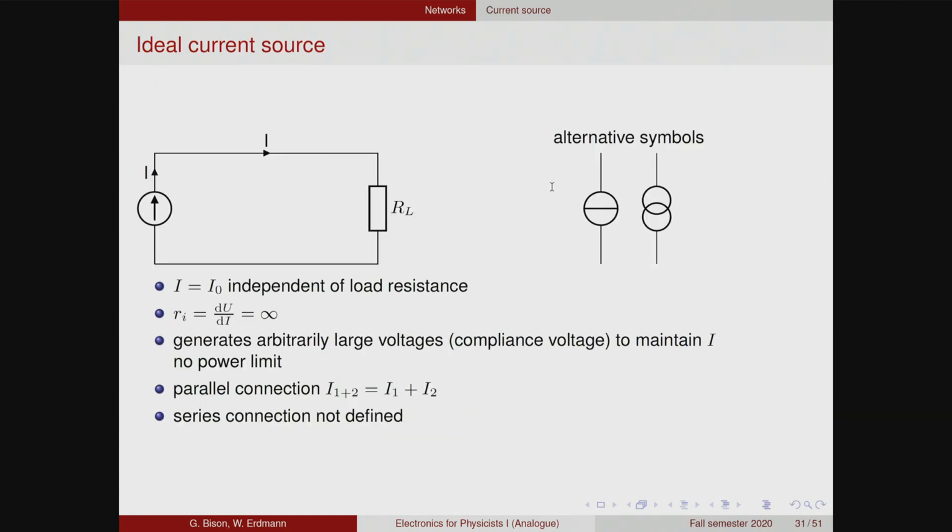Okay, let's come to current sources. It's the same thing, just that many aspects between current and voltage are reversed, and we will see many examples during the lecture that there's a certain symmetry between current laws and voltage laws, and that typically if something is like that with a voltage, then it's the reciprocal thing with the current. And so, a current source provides a current independent of the load resistance.